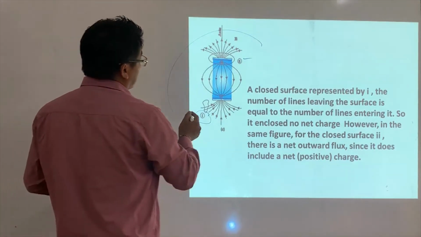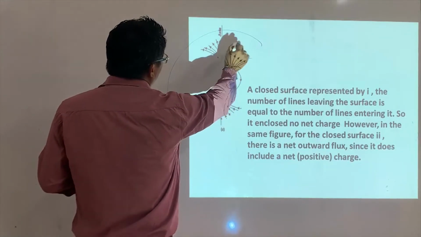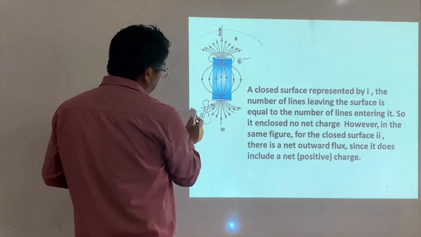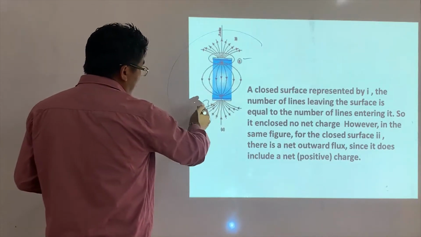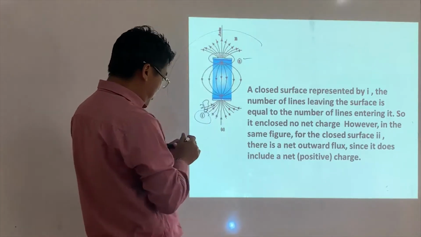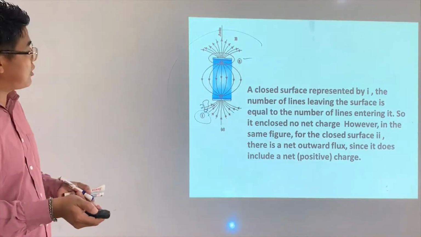Look here, you see the electric field lines are going out, so there is a net flux going out. In the first case, the number of field lines entering is equal to the number of field lines leaving, so this flux is going to be 0. This flux is not going to be 0. So this is for electric fields, just a small recapitulation.